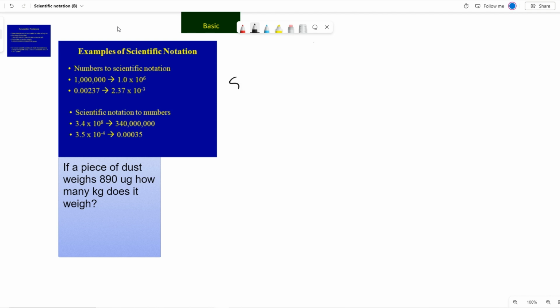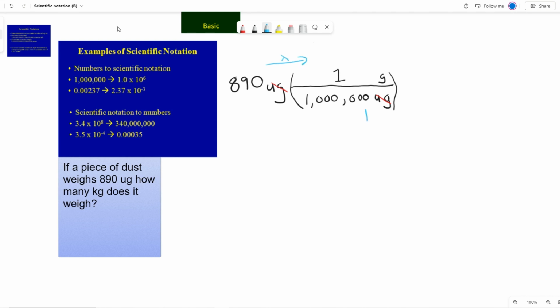So if we have 890 micrograms and we want to convert that into kilograms, the first thing we need to do is convert the micrograms into grams. So I'll put a microgram down here and a gram up here. So micrograms and micrograms cancel out. Grams is the larger unit, so I'll put that as a 1. And micrograms are one millionth the size of a gram. Okay, so now micrograms and micrograms cancel out, and then we'll multiply across and divide up.